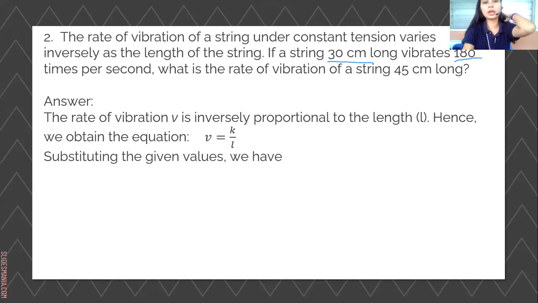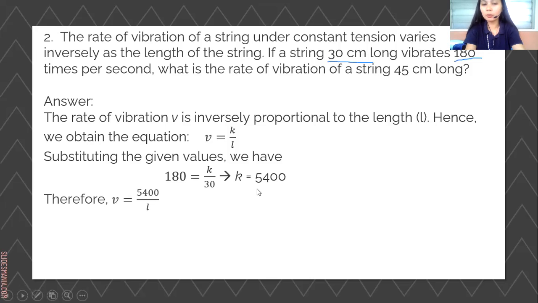So substitute lang po natin yun. 180 po yung vibration, L po natin or yung length niya is 30 cm. And then cross multiply po, 180 times 30 is 5,400 po. So that will be our constant po. Okay? So balik ngayon tayo sa tanong. Ano naman daw po yung rate ng vibration natin if ang length niya is 45 cm po. So itong L na to, isa-substitute lang po natin siya. Ito pa rin po yan ha. Yun pa rin naman yung ginagamit natin. So gagamitin lang natin palagi yung first given and then to follow yung second.